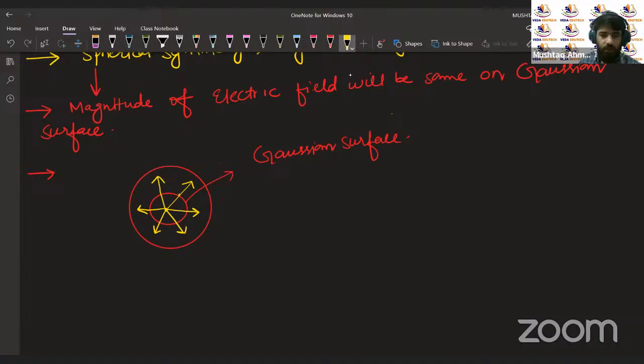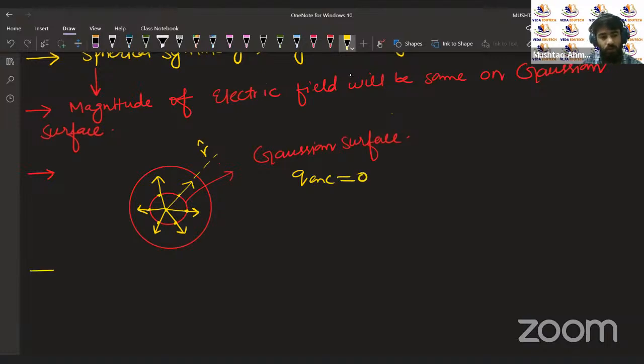Let's suppose some electric field does exist. Let me denote this direction as the r cap direction. So let's suppose that an electric field does exist on this Gaussian surface, but it's given that the charge enclosed here is zero.